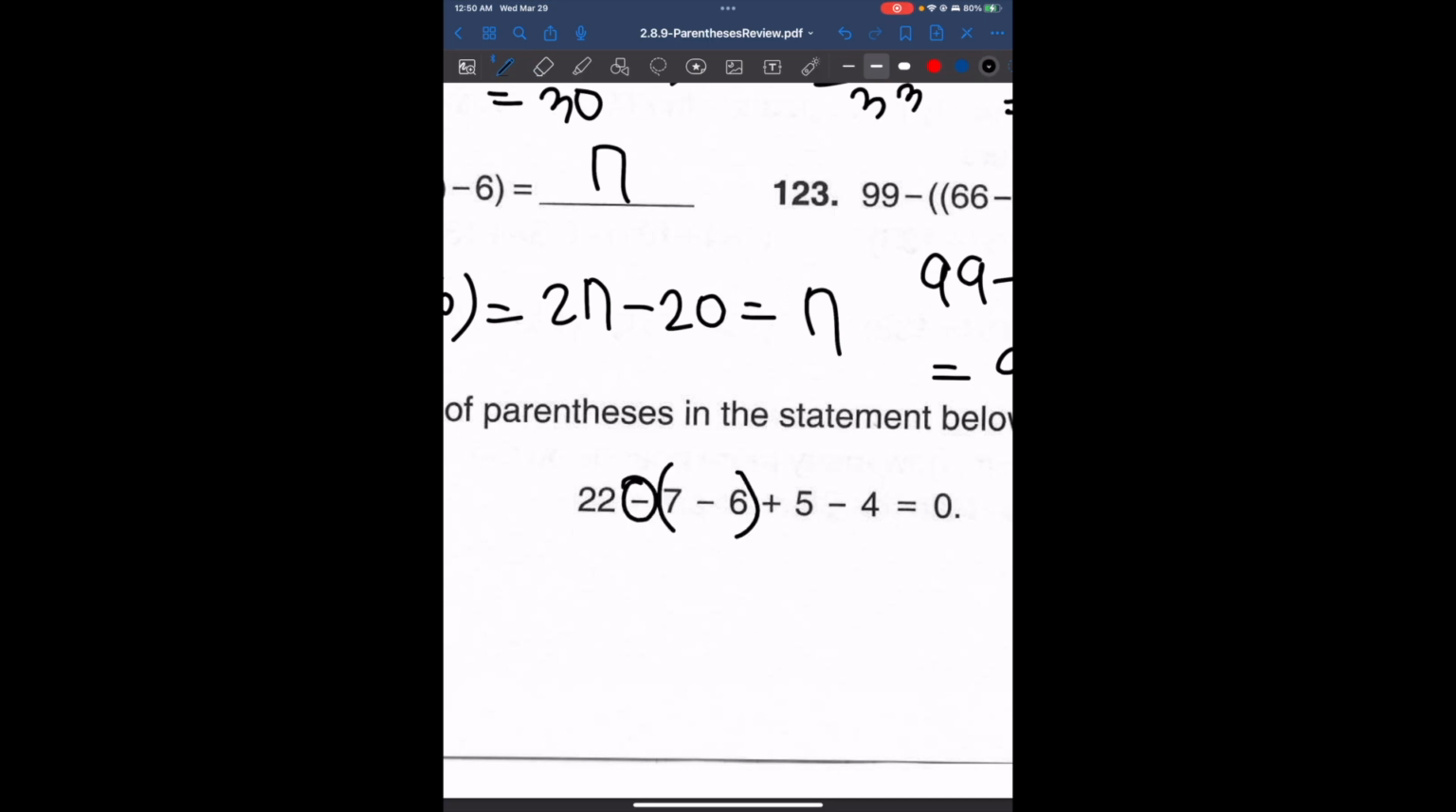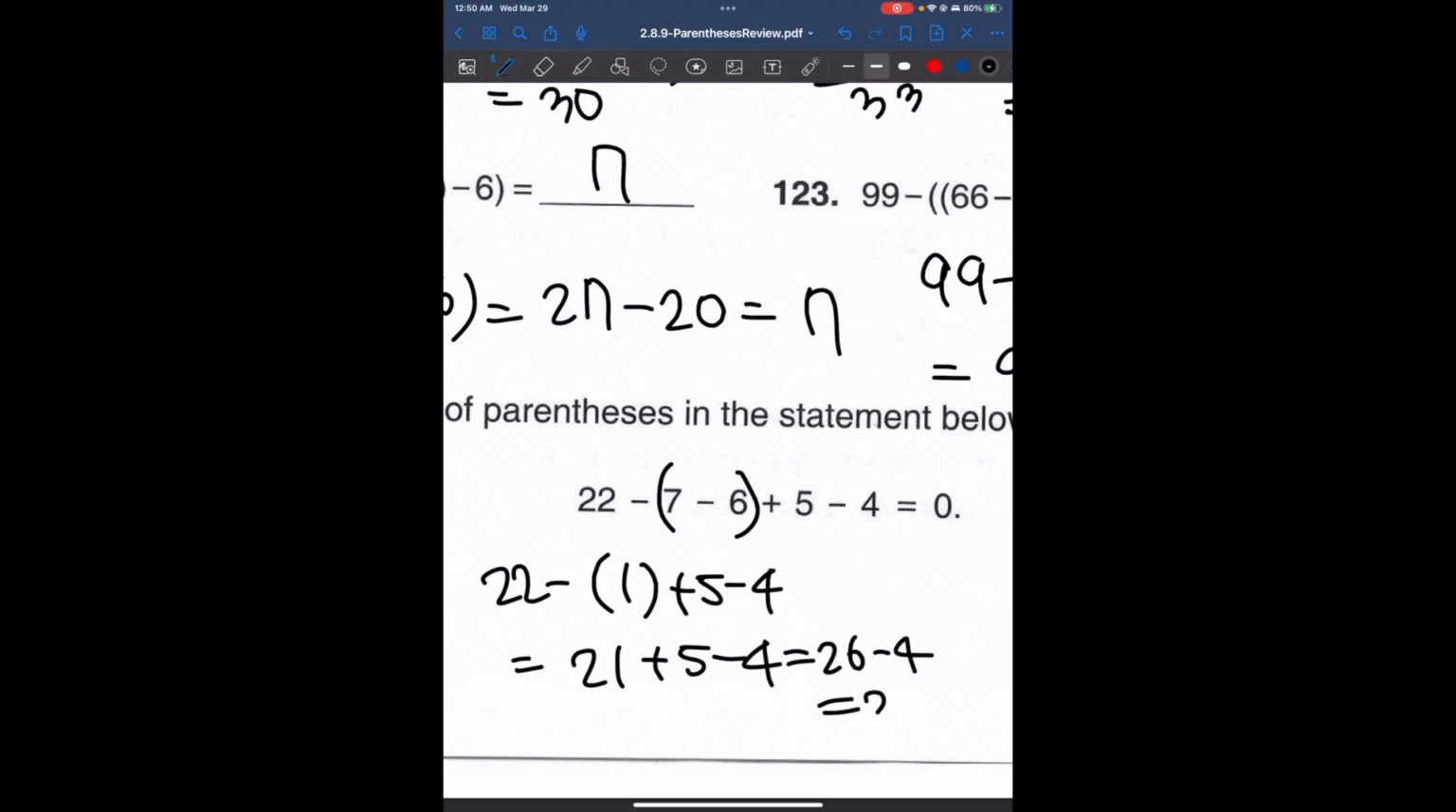So you also need to pay attention to the signs. If we group it like this, we have 22 minus 1 plus 5 minus 4. 21 plus 5 minus 4, and so 26 minus 4 is 22, which is not equal to 0, so that won't work.